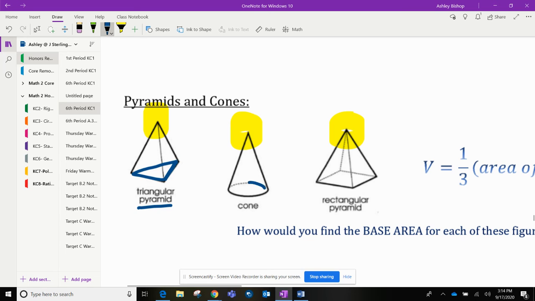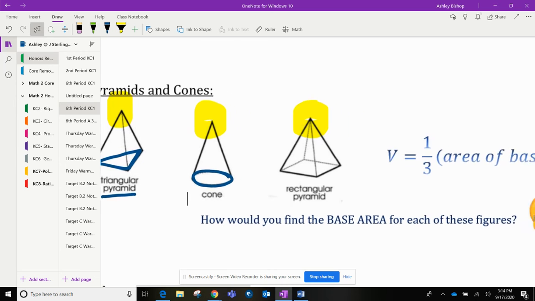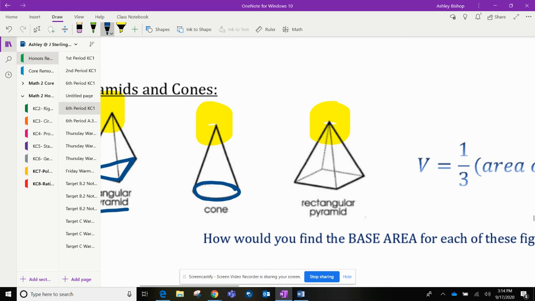This shape right here is a cone. We're pretty familiar with cones, but it's got a base shape of a circle. We've all had an ice cream cone, hopefully. And then again, here is my rectangular pyramid. That base shape is going to be a rectangle. Now, listen carefully. I understand that there are triangles here, but that's not the base. The base is going to be along the bottom. This is your rectangular pyramid.